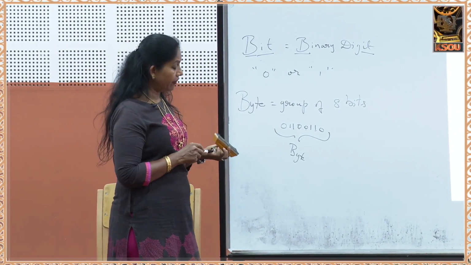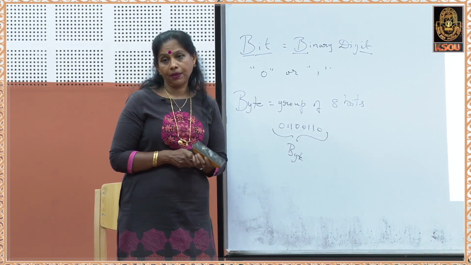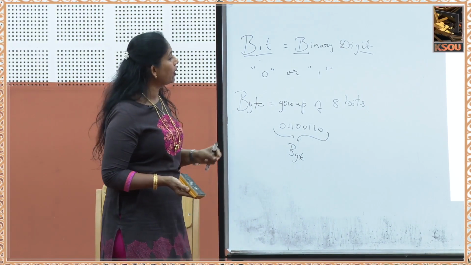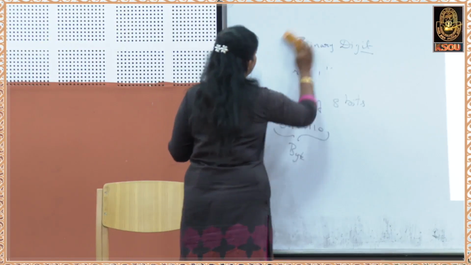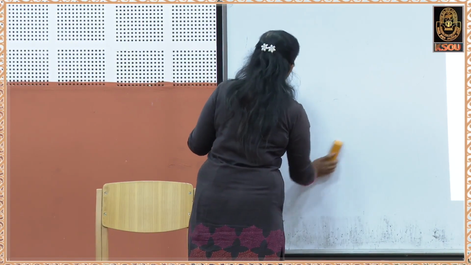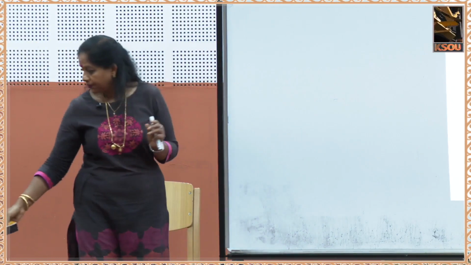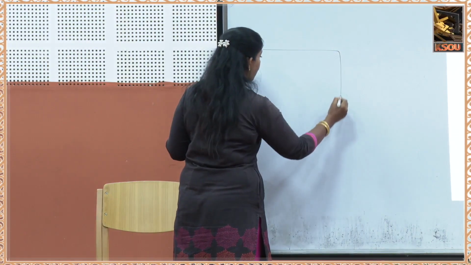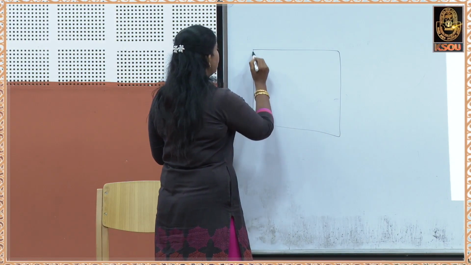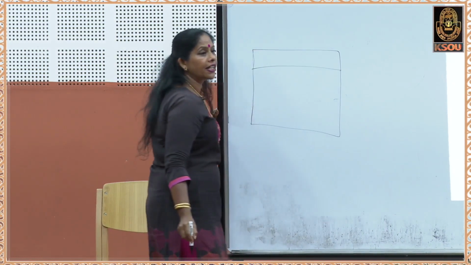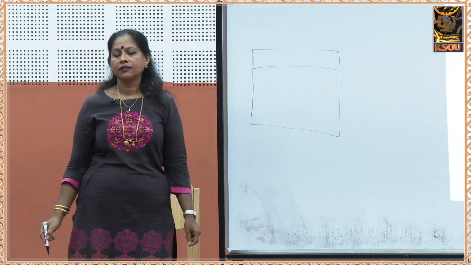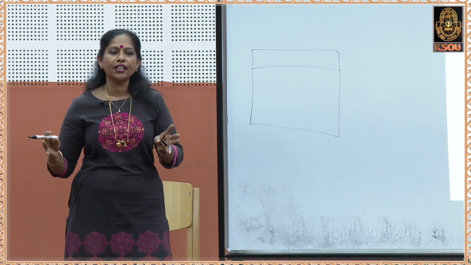Now, we will learn what is a database, what is a record, what is a field. So, record is also called as what? Now, I'll teach you by drawing a table. This is a database. What is a table? Table has got some rows and columns, right?